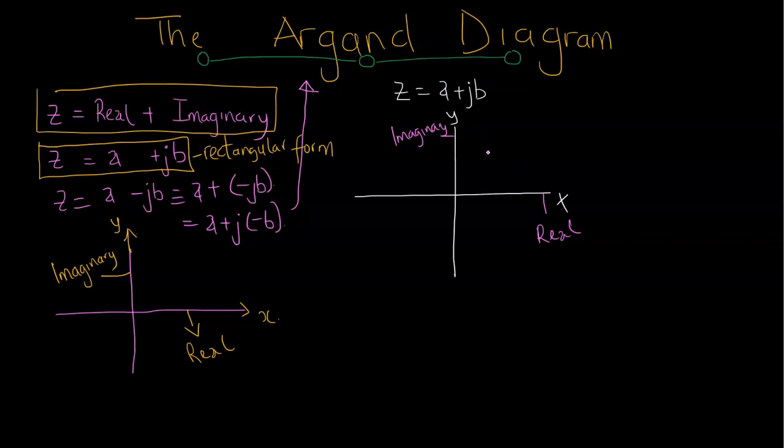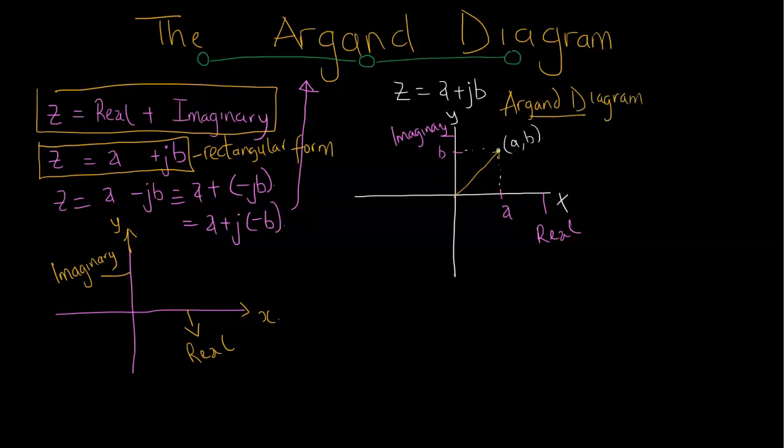So to plot a plus jb, a is a positive number, so I'm just going to note a somewhere here. Now jb, the j here tells us that b is a number on the imaginary axis, so b is going to be somewhere here. Now, the point of intersection where a meets with b is a comma b, that's the coordinates. So this is going to be z, a line drawn from the origin to the point of intersection of a and b.